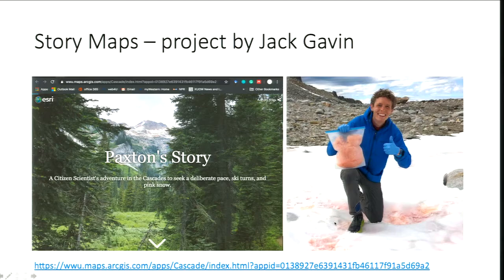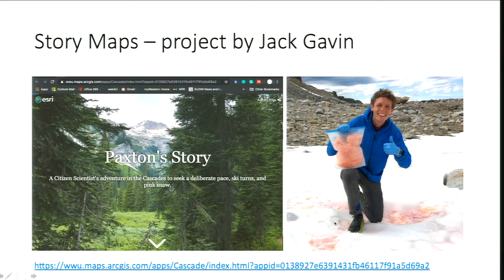And then we have a story mapping project that is being led by Jack Gavin in my lab, who is a Huxley student. And here's Jack collecting a bunch of snow algae this summer, and he created a story map from one of our volunteers' adventures. And this is the URL, which I can share on my website if folks want to go and see it.